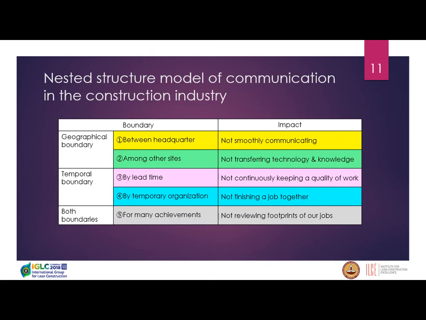So this table shows the bad impact of each boundary. For example, for the boundary by temporary organization, the bad impact is not finishing a job together. And for the last boundary, of many achievements, the bad impact is not leaving a footprint of our jobs.